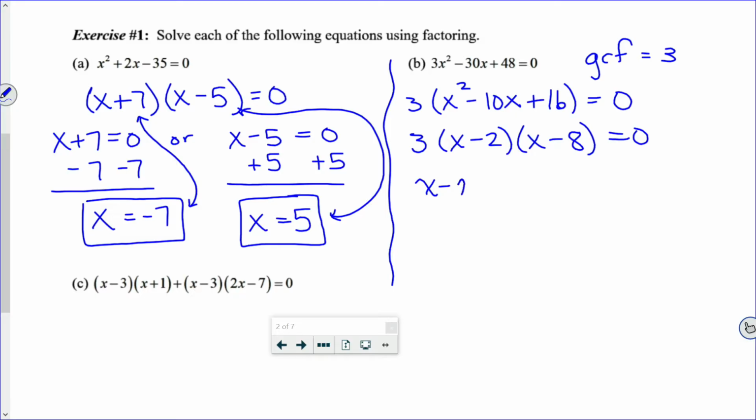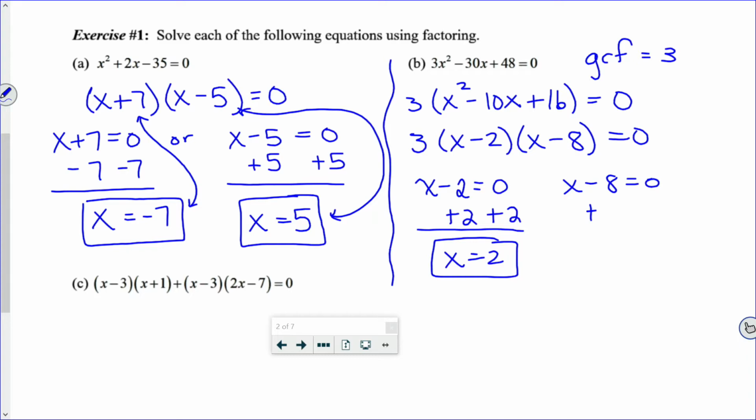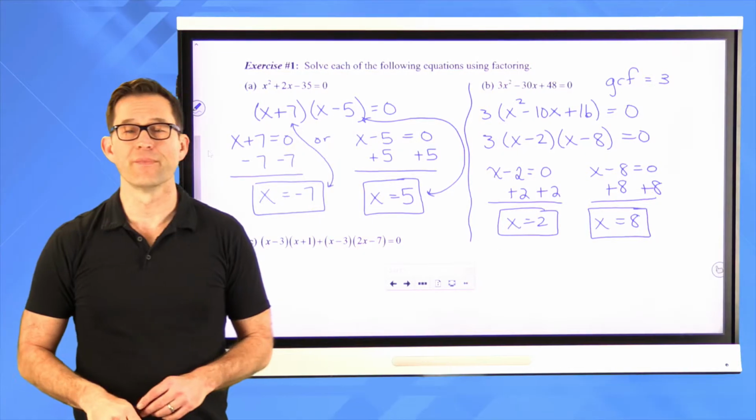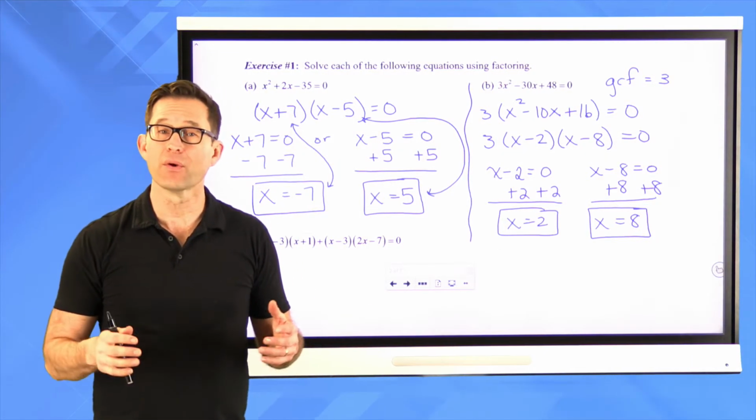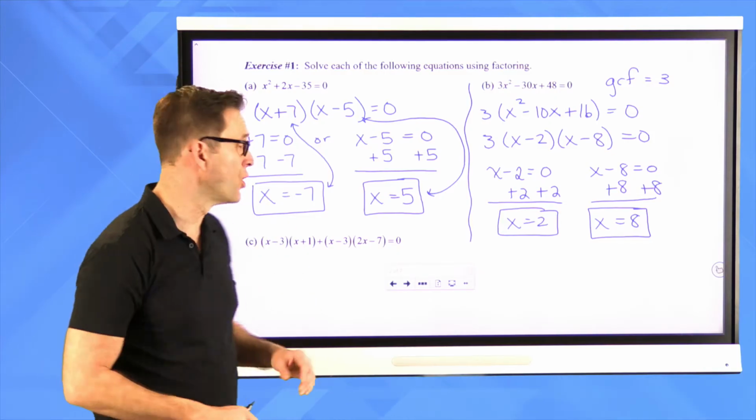And I can now just say x minus 2 is equal to 0, add 2 to both sides, and I'll get x equals 2. x minus 8 is equal to 0, add 8 to both sides, and I'll get x is equal to 8. All right, awesome. Now those two are definitely a couple that we could have encountered on the previous lesson's homework.